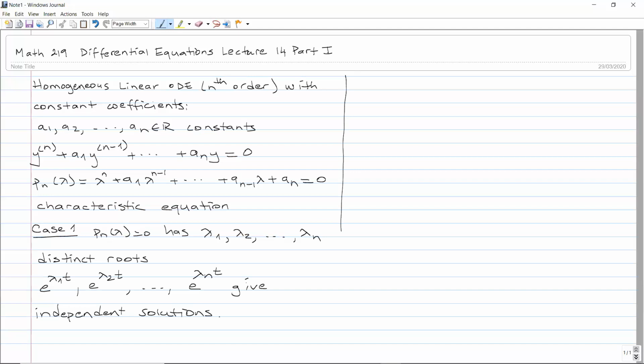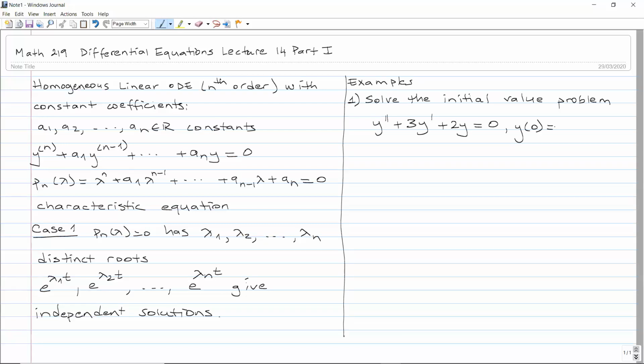Okay, so let me consider more examples. In the first example, we have an initial value problem. Solve the initial value problem given as second derivative of y plus 3 times the first derivative of y plus 2y equal to 0. And the initial conditions are the value of our function y at t equals 0 is equal to 0, and the derivative of our function y at t equals 0 equals 1.